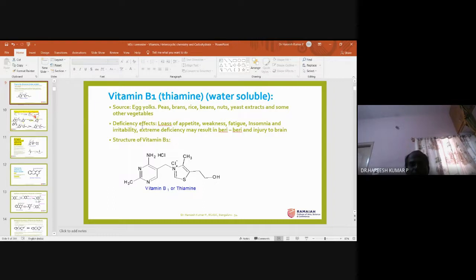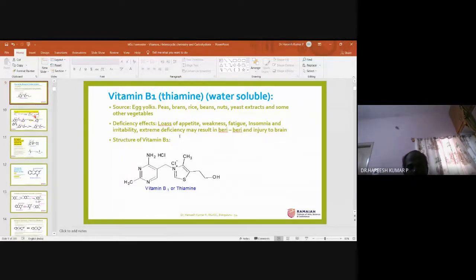If we look at the deficiency effects: loss of appetite, weakness, fatigue, insomnia, and irritability. Extreme deficiency may result in beriberi, which is one disease, and injury to the brain. This is about the deficiency of vitamin B1.